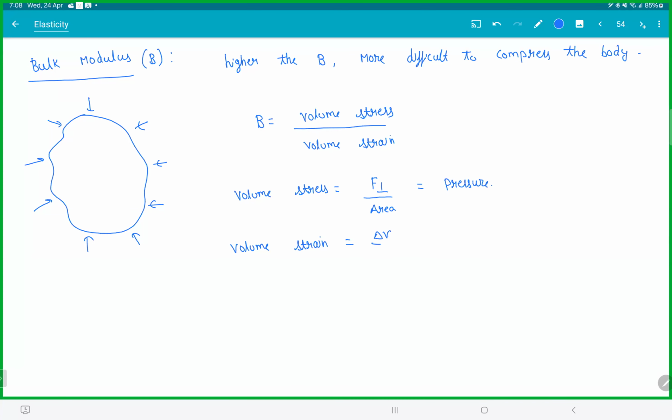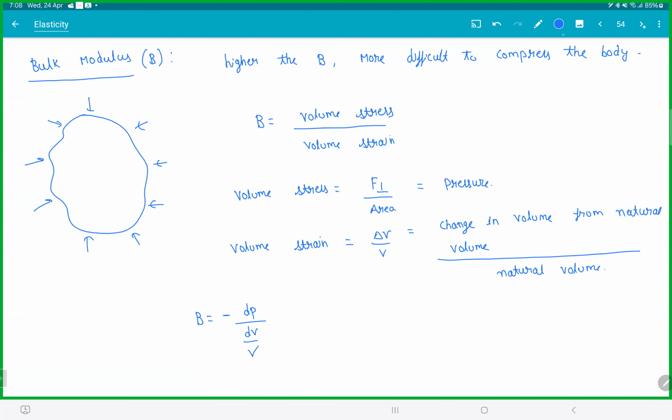Volume strain is delta V by V. Again, be careful. Delta V is the change in volume from natural volume. We have discussed this in the thermal strain once. We will see questions based on this. You will get a better idea. So this is the formula there. So bulk modulus is given by minus dP by dV by V. This is the final form of this.